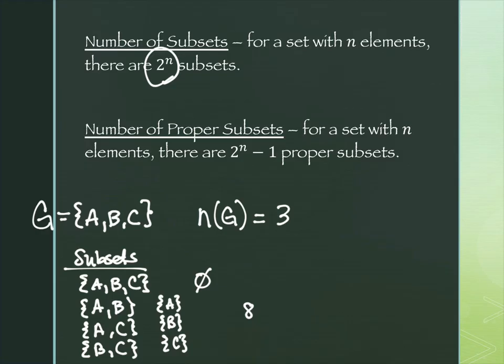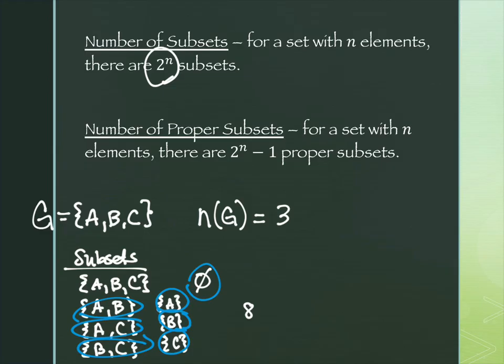Now, if you're looking at this group, most of these are proper subsets. Remember, proper subsets means they're a subset and they're smaller than the whole thing. So if I'm looking for proper subsets, that one counts and that one counts and that one counts and all 3 of these do, and the empty set does as well. How many of these are proper subsets? There's 7 of them, right?